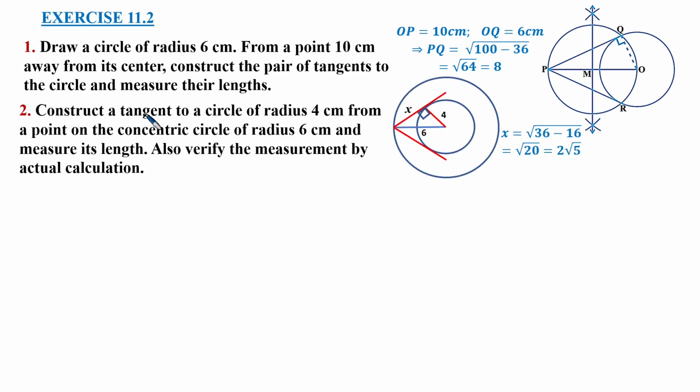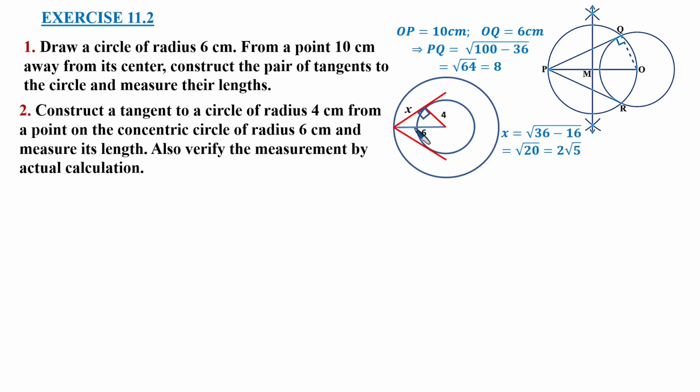Now second, construct a tangent to a circle of radius 4 centimeters from a point on a concentric circle of radius 6 centimeters, and measure its length. The point can be anywhere. This red V kind of shape can be anywhere, it can be here, it can be here. It is all equidistant, symmetric. Also verify the measurement by actual calculation.